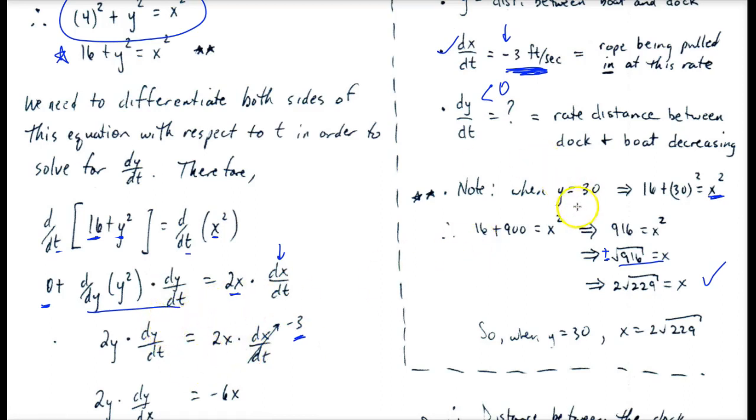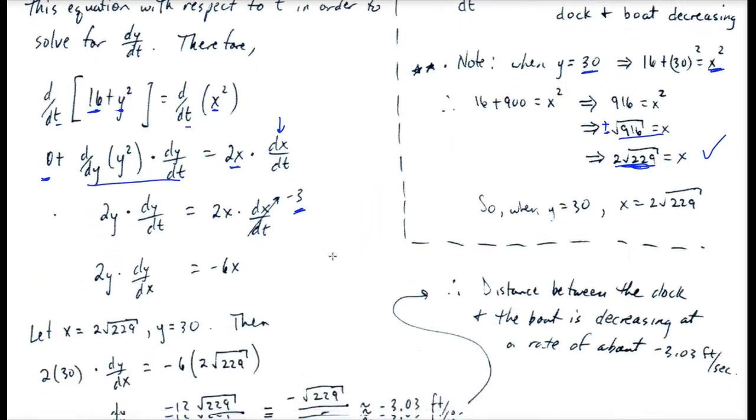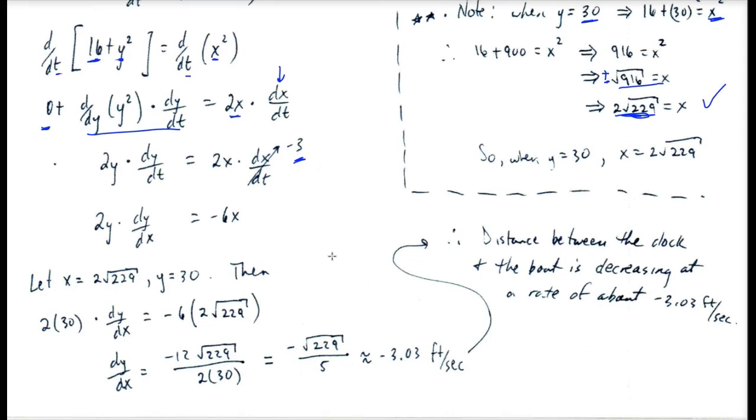What we also know here, we haven't plugged it in yet, but we know that y is going to equal 30. And of course, there's a corresponding value for x that goes with that too, which is this 2 times square root of 229. So if we keep going here and plug in this information, we see that the distance between the boat and the dock is decreasing at a little over 3 feet per second.